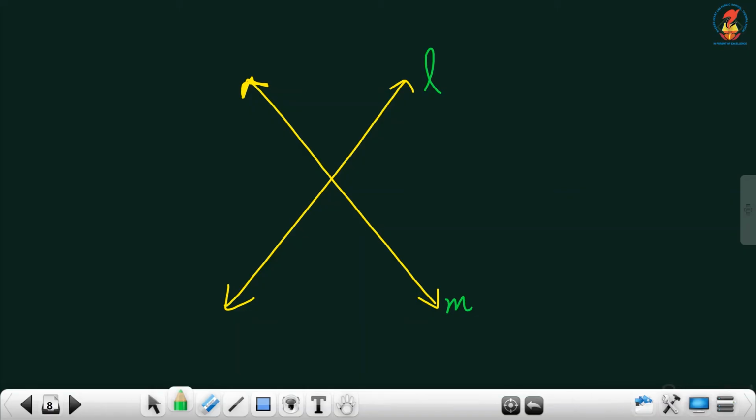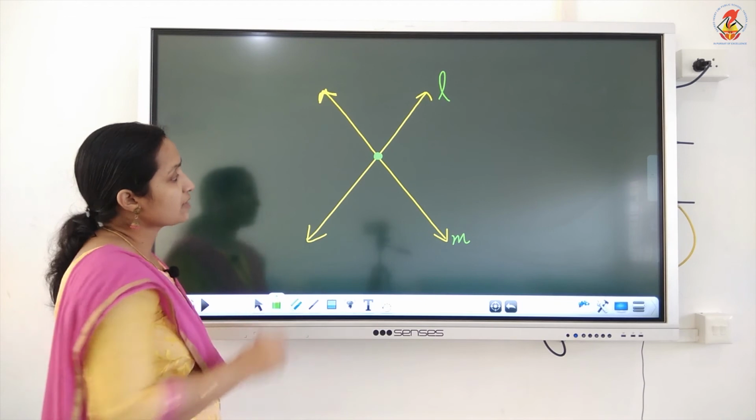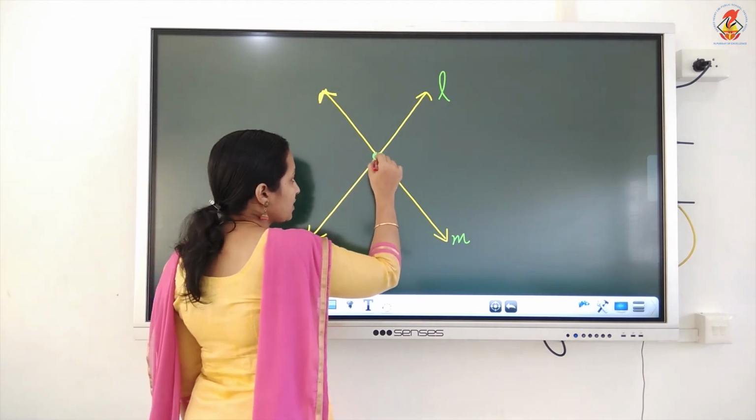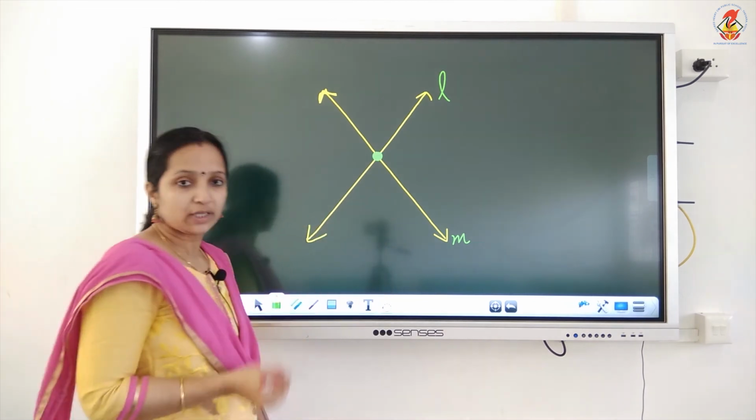Now look at these two lines. They are intersecting at this point. This is the point of intersection, or the intersecting point of these two lines. This common point of intersection is known as the vertex.